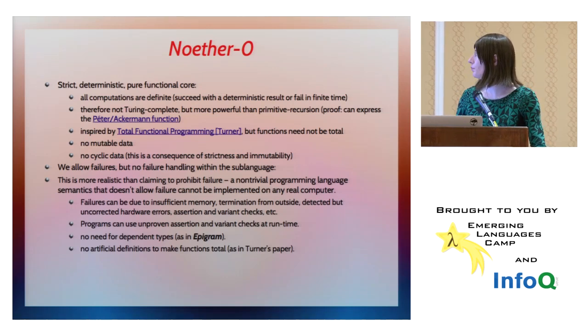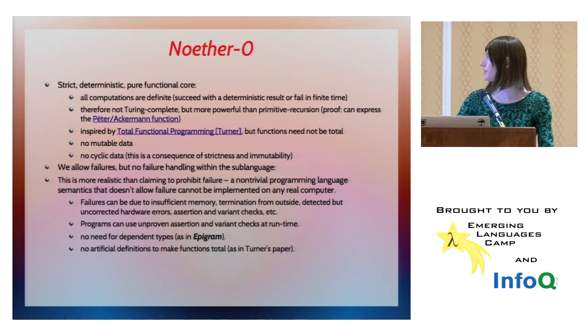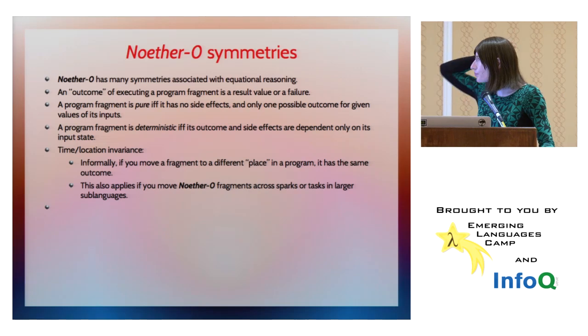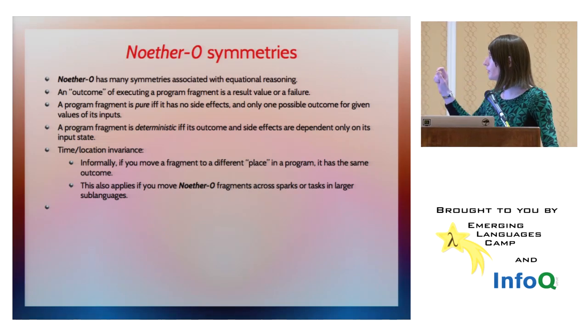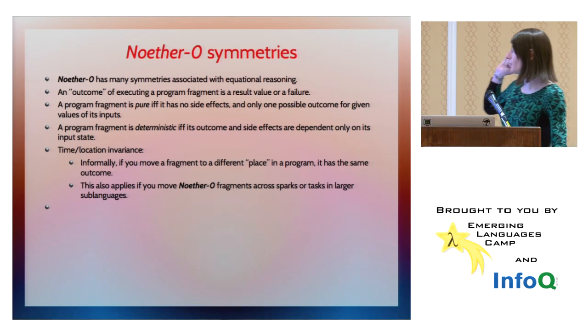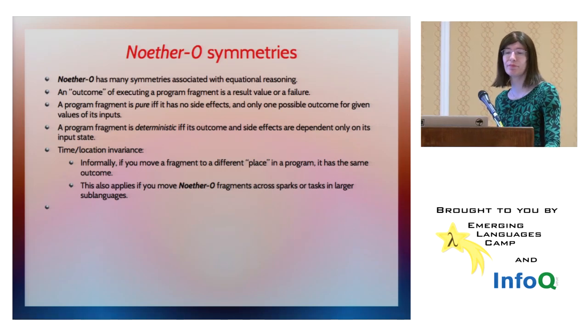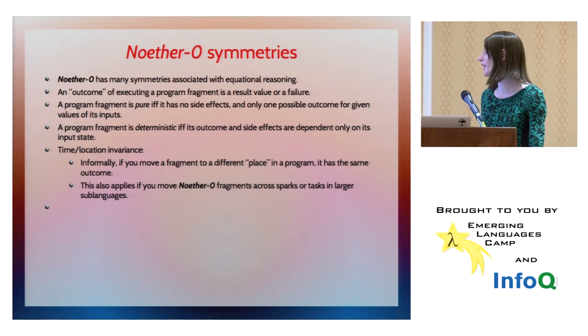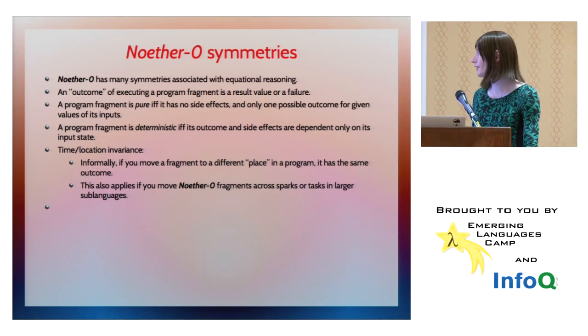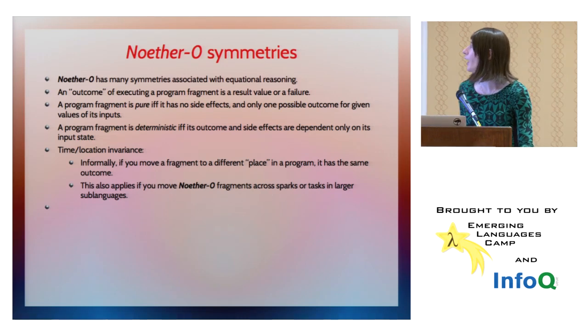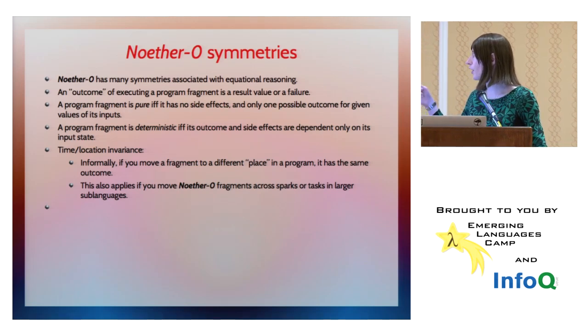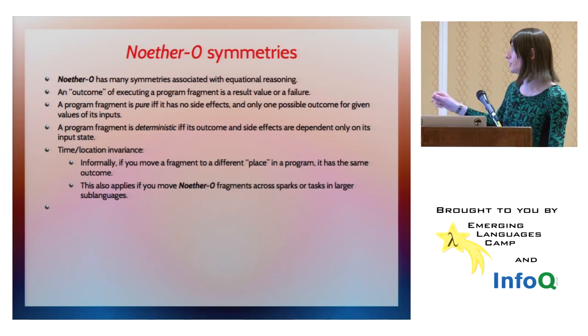Okay. As more justification of allowing programs to fail: symmetries are associated with equational reasoning. Okay, the program is deterministic if its outcome and side effects are dependent only on its input state. Determinism is a weaker property than being pure functional. You can have a deterministic program that still uses mutable state, that still has side effects, but they're always the same side effects every time you run it. So Noether 0 is deterministic, but so are quite a few of the larger languages.